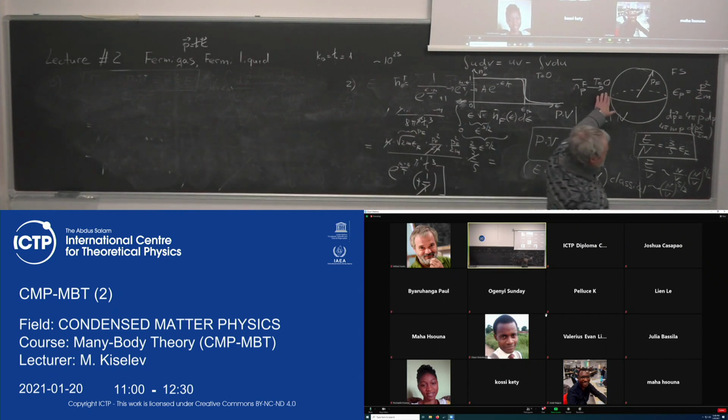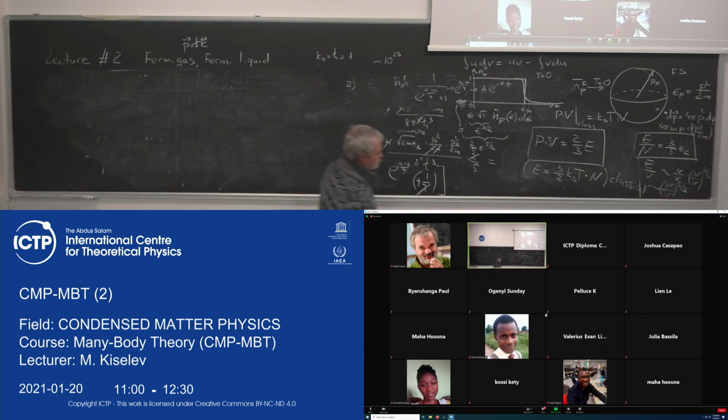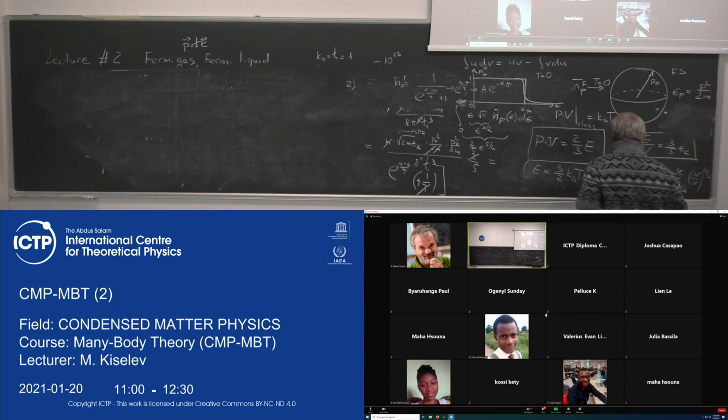So first of all, this is the ground state. As I said, the ground state is a sphere. So all states below the surface of this sphere are filled in, and all states above are empty. If we now create excitations, how can we create an excitation? We take a state inside the sphere and put it outside. As a result, we create a hole. So this is a hole inside, and a quasi-particle, which historically is called an electron, outside. So now we have excitations which appear above the ground state.